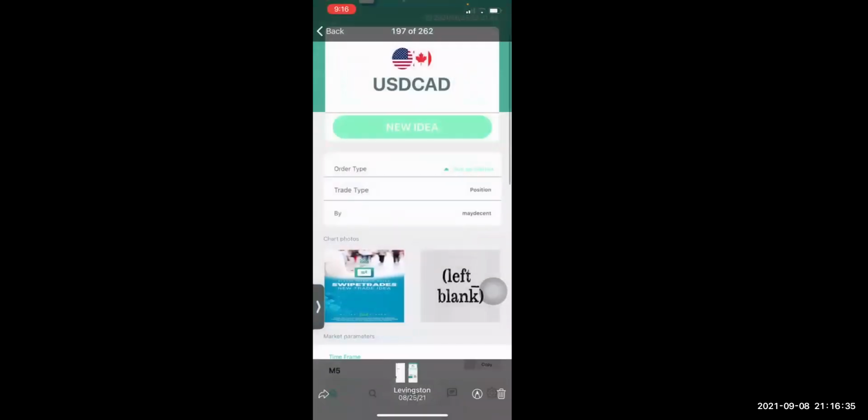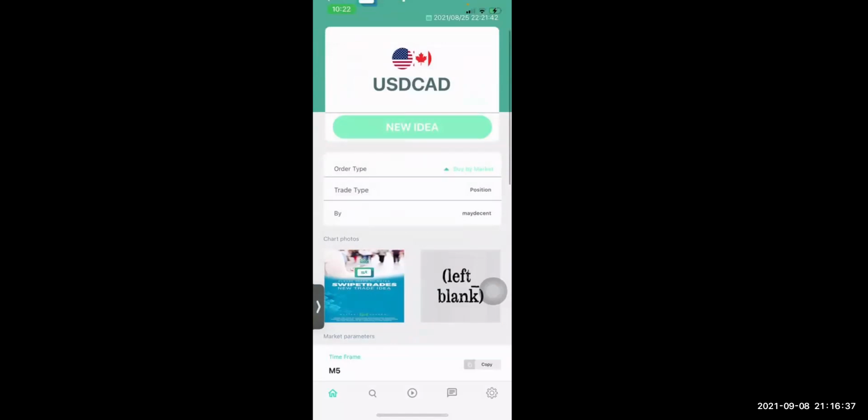So this is a trade that was sent out a while back, USD CAD. This is called out via swipe trades. Now, everybody see where it says order type and then it says buy by market? That is what I mean when I say buy or sell. The order type is either going to say sell, or buy, or buy limit, or sell limit, all of these things.